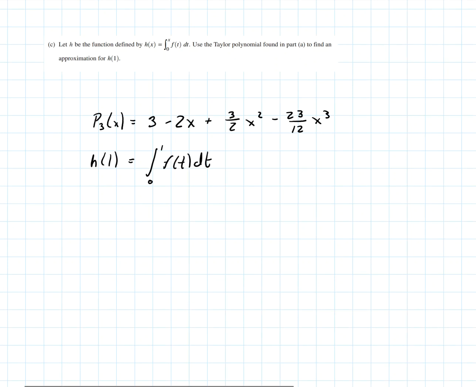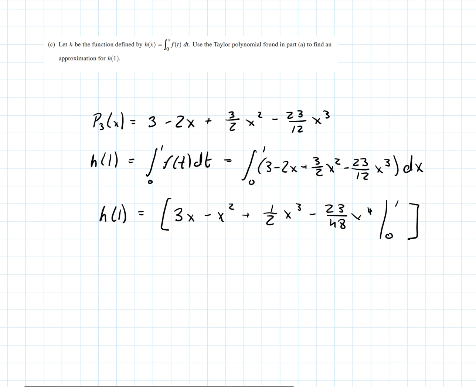Now, because we have the approximation for what f of t is equal to, we're also going to say that it's equal to the integral from 0 to 1 of this Taylor polynomial function: 3 minus 2x plus 3 over 2 x squared minus 23 over 12 x cubed dx. Now we're going to find the antiderivative and use the fundamental theorem to find out what h of 1 is equal to. And now, computing this, we find that h of 1 is equal to 97 over 48.